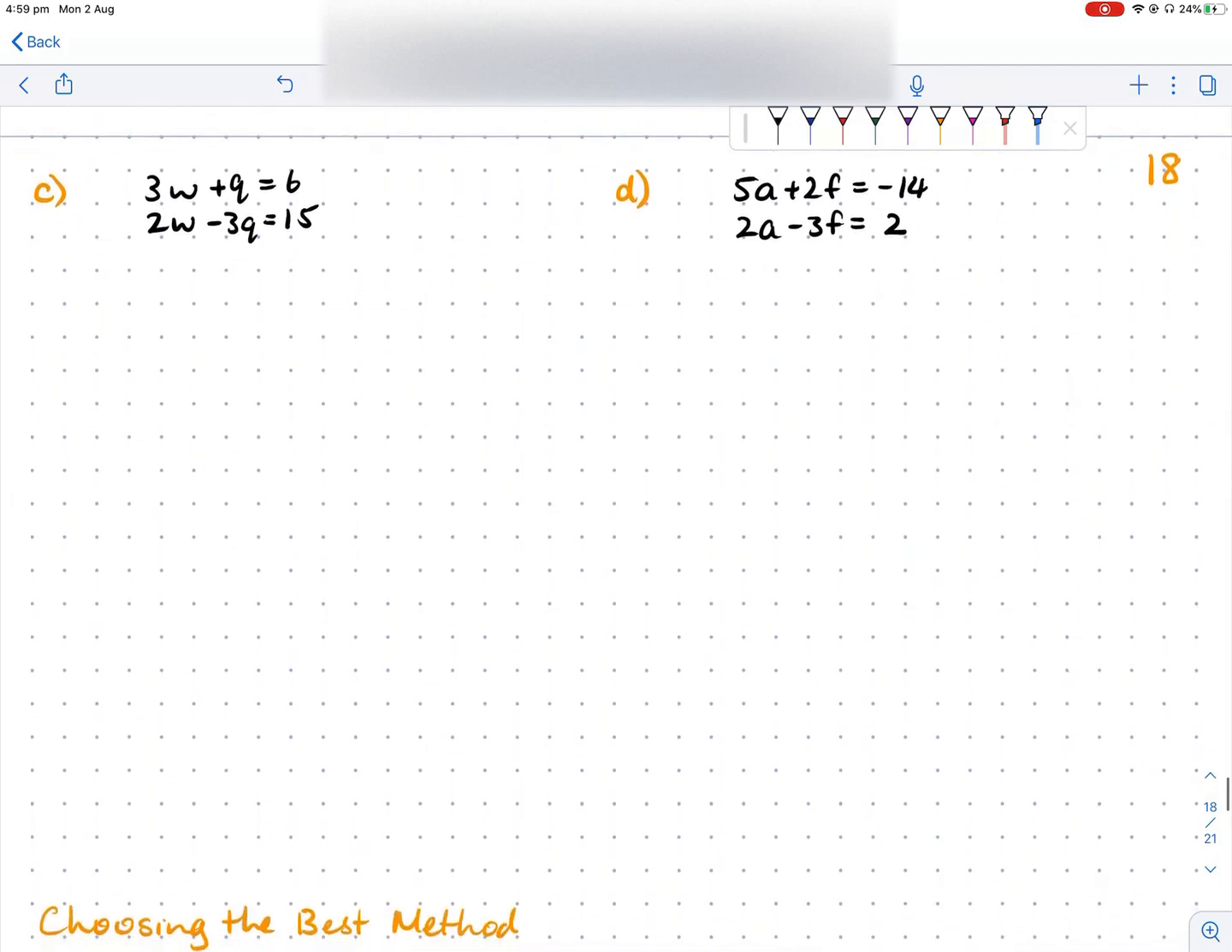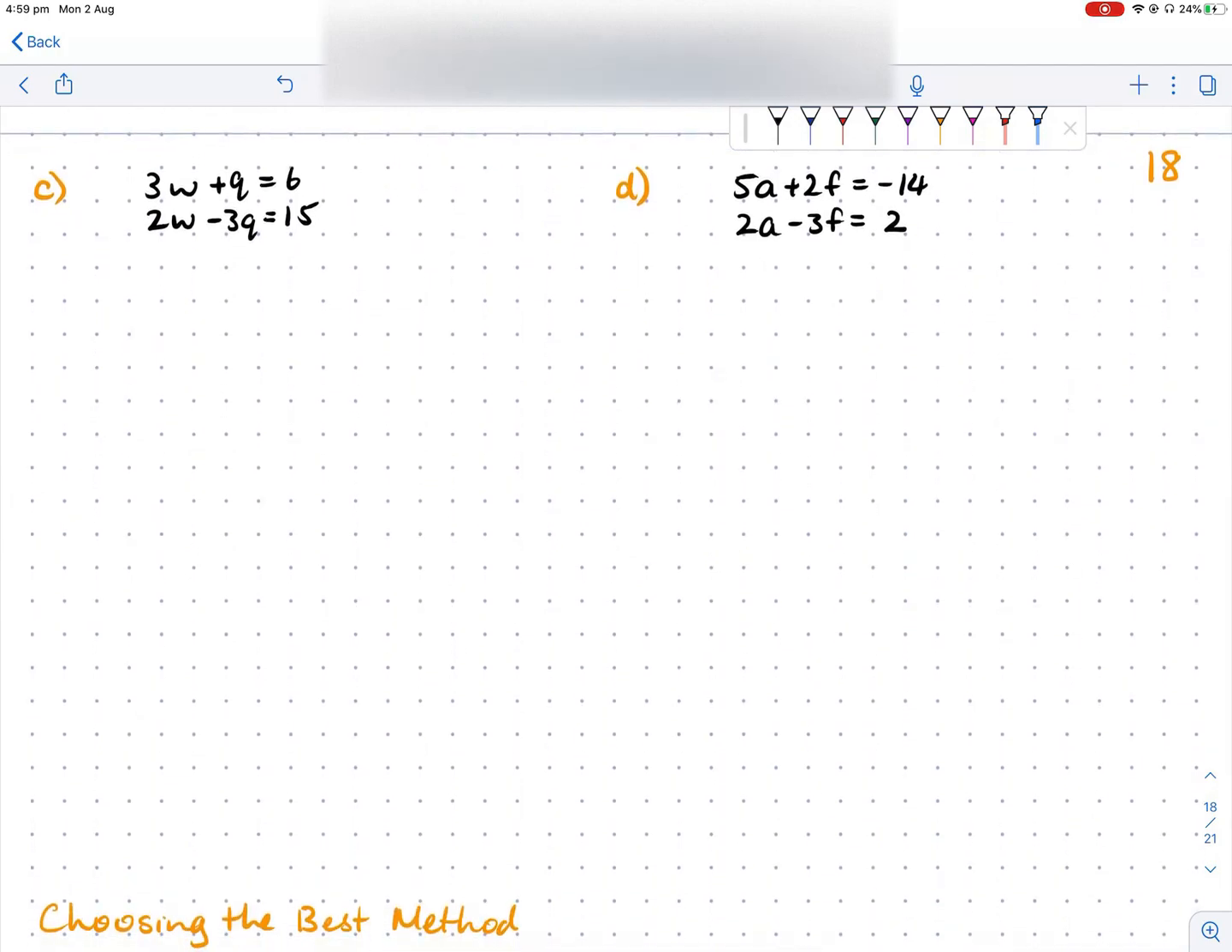All right, here's a couple more. There's lots of different ways that these questions can be asked, so it's important that you look at a variety. With this question, we've got 3w plus q is 6, and 2w minus 3q is 15. So first thing, let's label these equations.